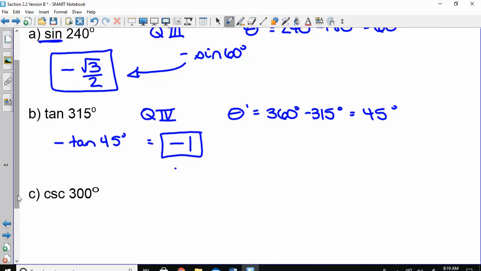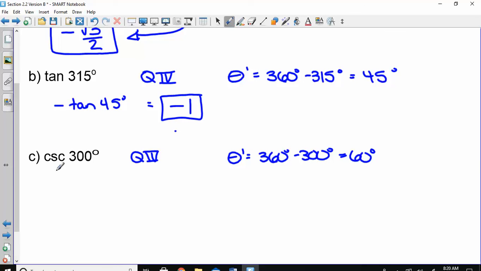Cosecant of 300 degrees. What quadrant is 300 in? Quadrant 4. Reference angle, what do we do? 60 degrees.